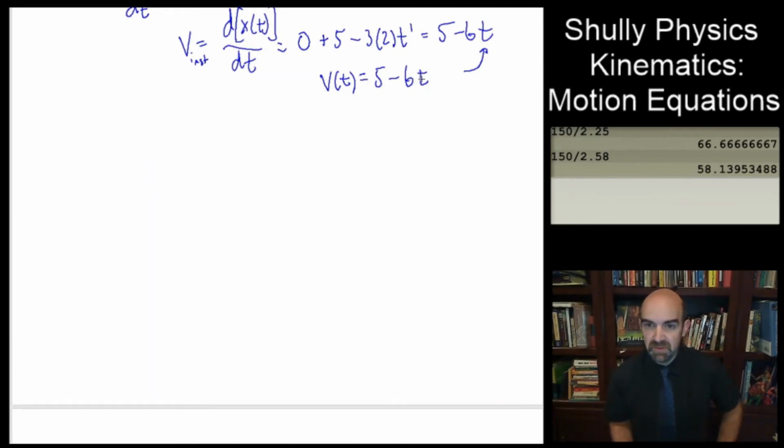Well, if at 1 second, the velocity would be 5 minus 6. It would be a negative. At 2 seconds, it would be 5 minus 12. That would be negative 7 meters per second. But at a half second, just after this motion started, it would be 5 minus 3. So it would be a positive 2 meters per second. This does show you that the motion is progressing forward in the positive direction at first, but then it'll become negative as time ticks up higher and higher and higher.